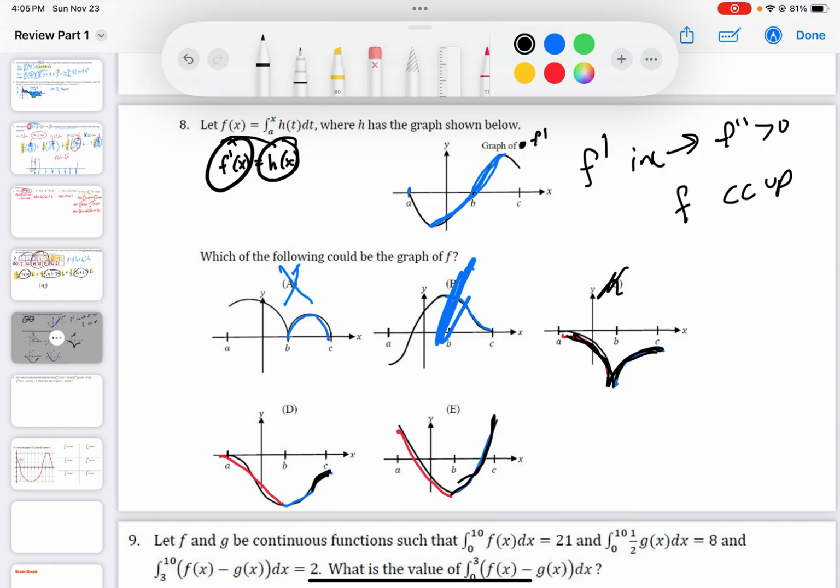This is concave up. Oh, but we just notice right here it's decreasing. F prime is decreasing as it approaches C. That means it has to be concave down right there. So that's why it's not E. The answer would be D.